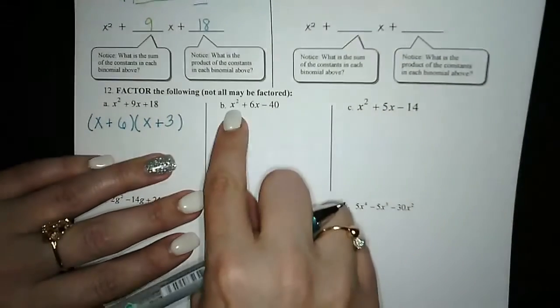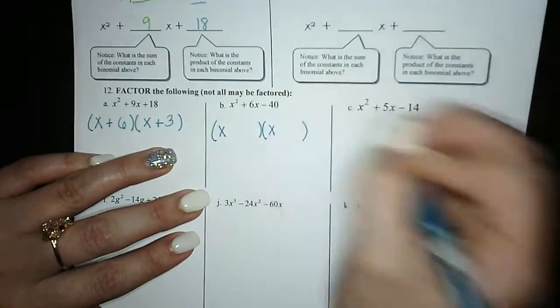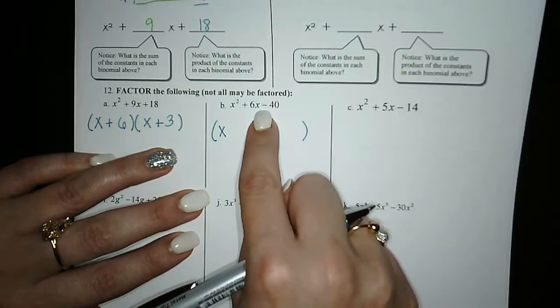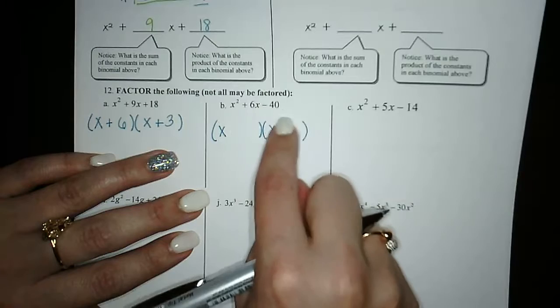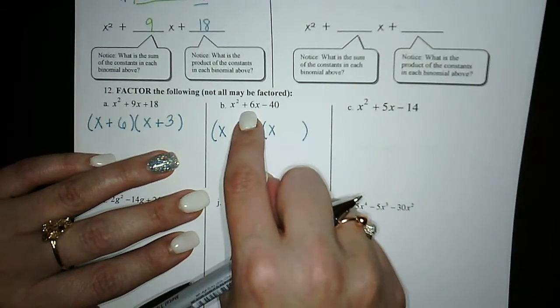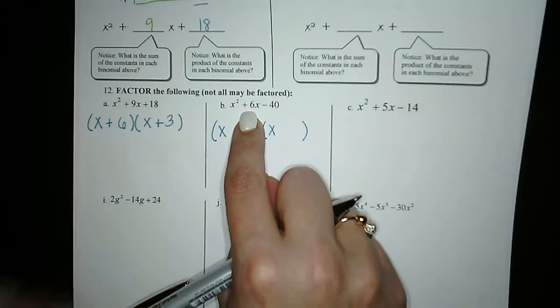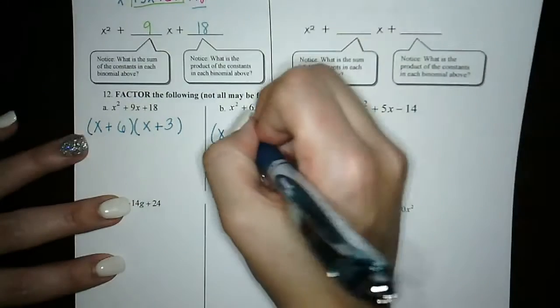On to B. I have x squared, so it's going to start with x in both parentheses. If I have a subtraction sign, that means I want to subtract to get this number. So what are the factors of 40? What multiplies to give me negative 40 and subtracts to give me a positive 6? So you can kind of play around with this and think about what are those values. I could do 10 and 4. Do 10 times 4 give me 40 and 10 minus 4 give me 6? Yes.